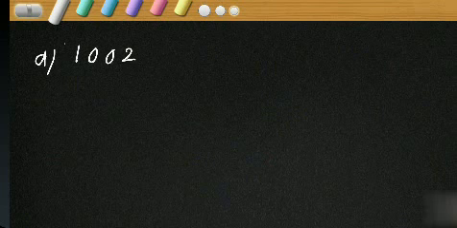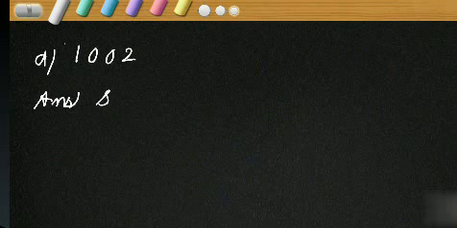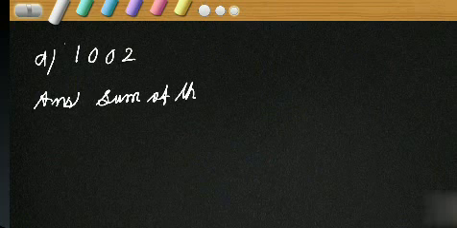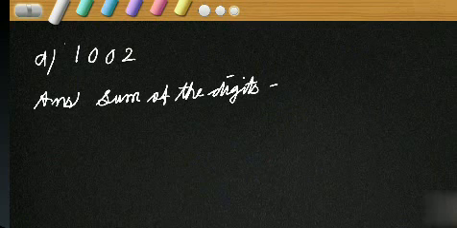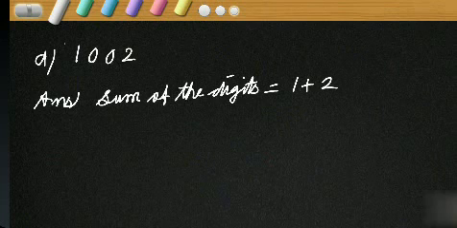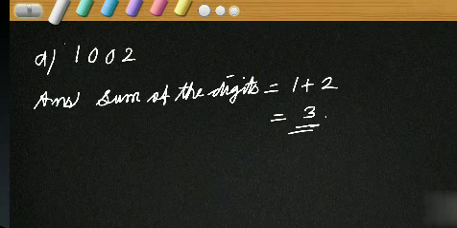Write down the next number, 1002. What do we have to do? Yes, we have to find the sum of the digits. Which are the digits of the given number? 1002. So 1 plus 0 plus 0, no need to add the zeros, plus 2. What is 1 plus 2? 3. Is 3 divisible by 3? Of course, 3 is in 3's table. 3 ones are 3. So what can we say? Yes, the given number 1002 is also divisible by 3, isn't it?